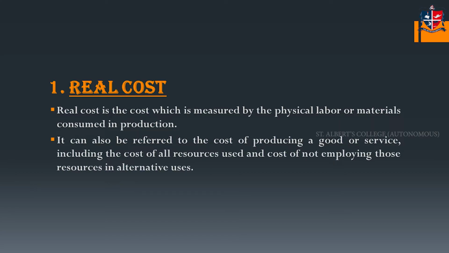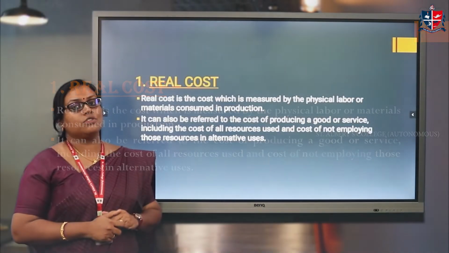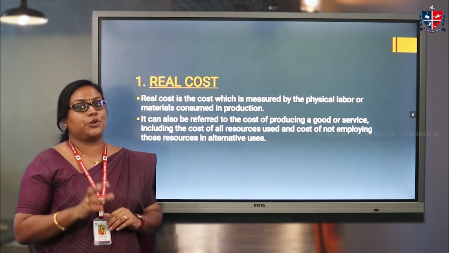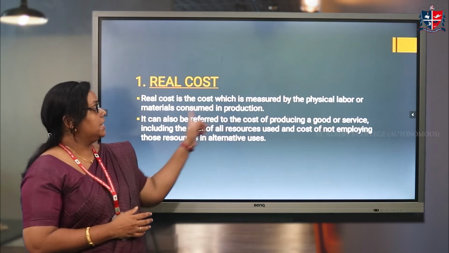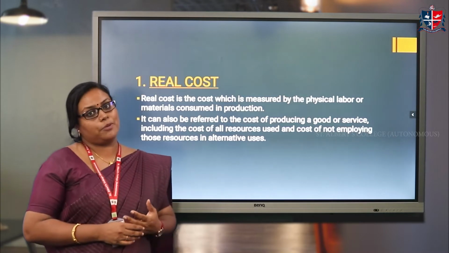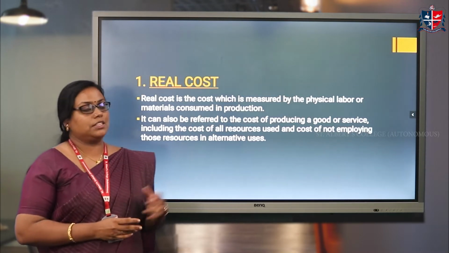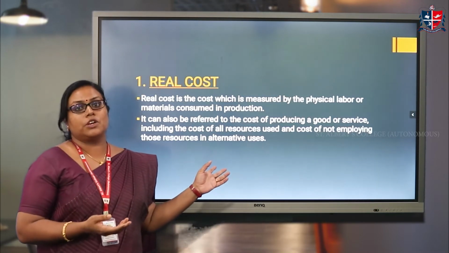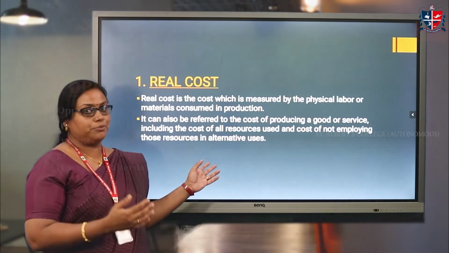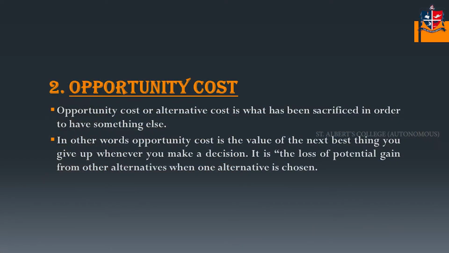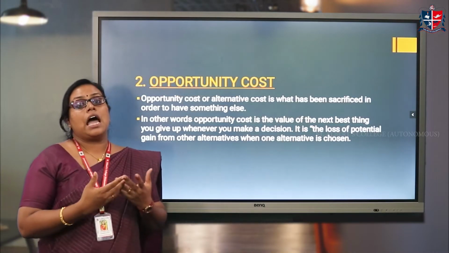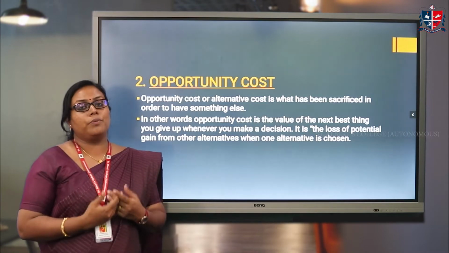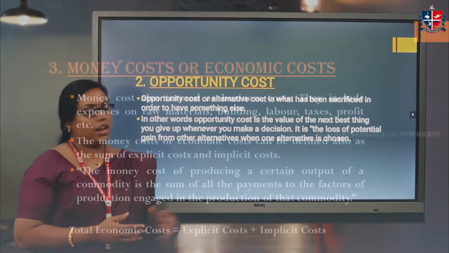Then we come to the first kind, real cost. Real cost means the expenses that you incur in the consumption and production of physical labor and the material consumed in the production process. It is used to consume the raw materials in the whole production process of a firm. Next comes opportunity cost. It is otherwise known as the best alternative foregone. That means the sacrifice you make for the production or consumption of an output.